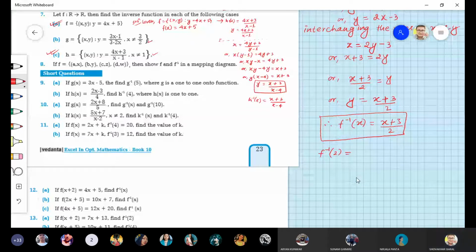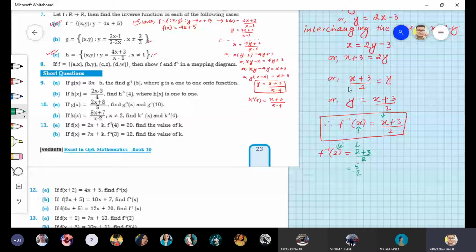Let me use the other color here. Since f inverse x is equal to (x plus 3) by 2, to find f inverse 2, I need to replace this x with 2. So let's replace the x on the right side also with 2. So it will be (2 plus 3) divided by 2. It's not necessary to always plug in 2. Whatever value you insert on the left, you need to insert the same value on the right. If I insert 5 here, I need to insert 5 on the right side also. So 2 plus 3 will be 5, divided by 2.